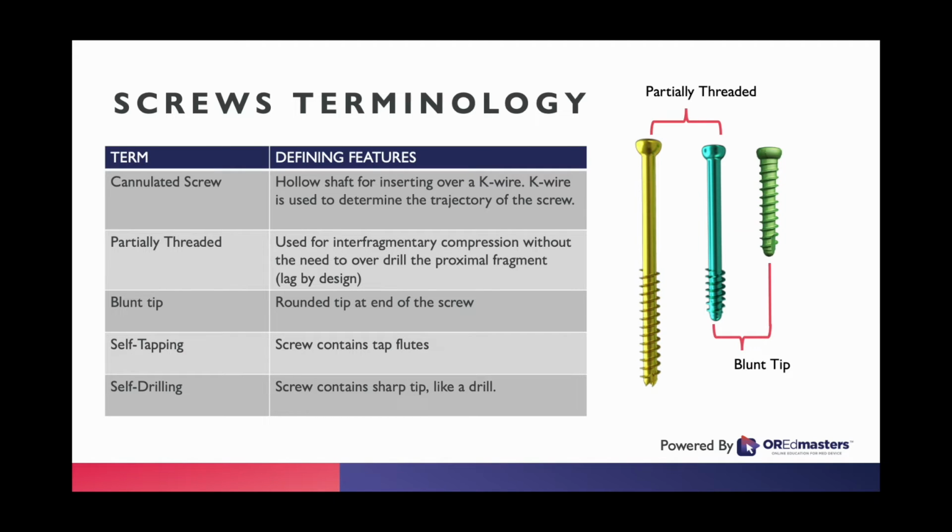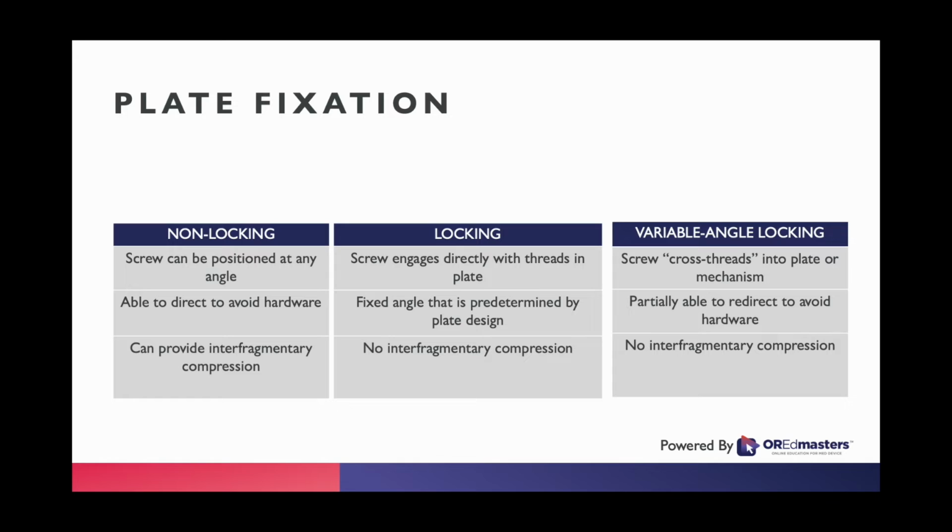Blunt tip is a feature where screws have a rounded tip to protect soft tissues. Self-tapping screws are designed with flutes that cut the bone, eliminating the step of needing to tap. And self-drilling screws contain sharp tips, similar to a drill bit, that can cut into the bone, potentially eliminating the need to drill. Plates can contain different screw types dependent on the design and type of plate.